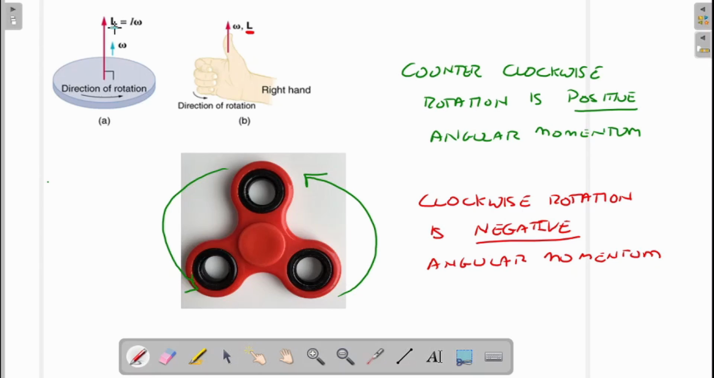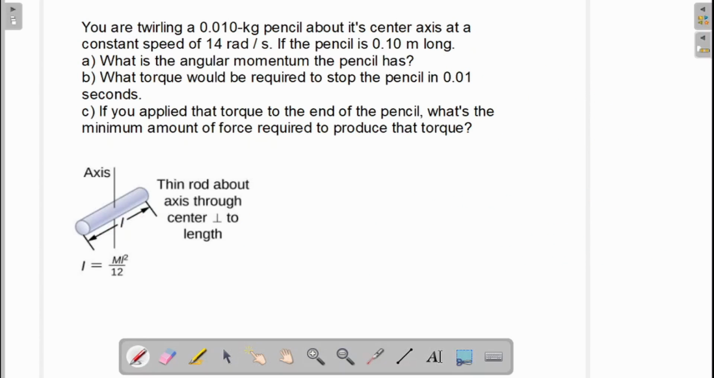All we need to do is just be able to calculate angular momentum, and then a lot of the previous things we learned and understood about momentum work again. So let's get some practice.